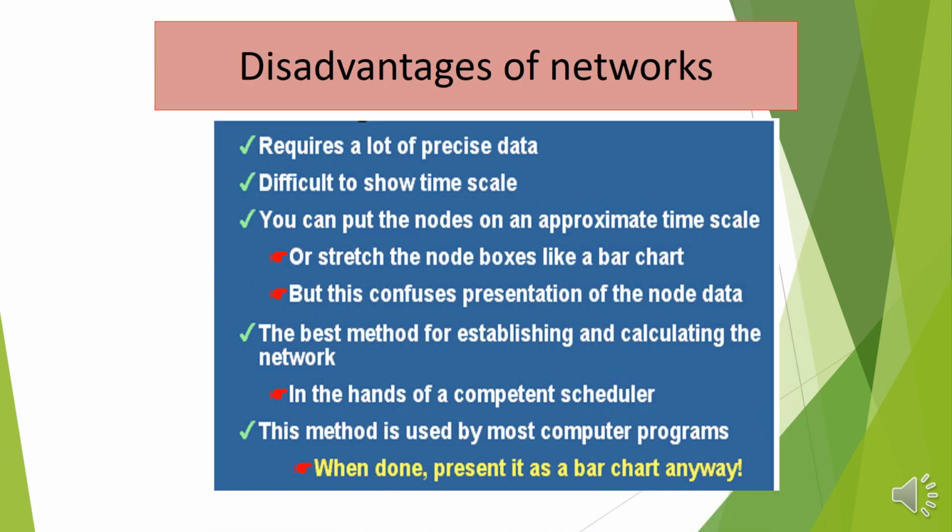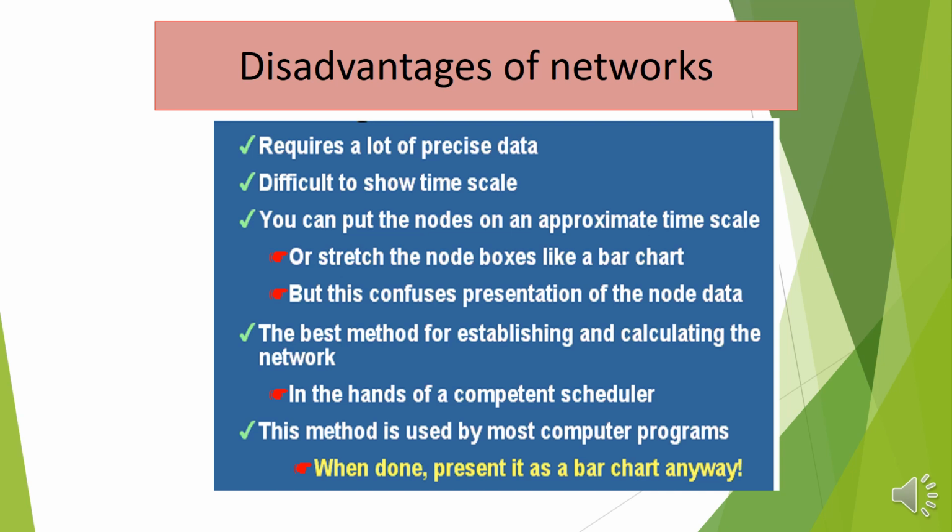Now, there are some disadvantages. The networks require a lot of precise data. It is difficult to show the time scale. In the Gantt chart, we saw how it is a timeline. Here, we can't expressly see that timeline.